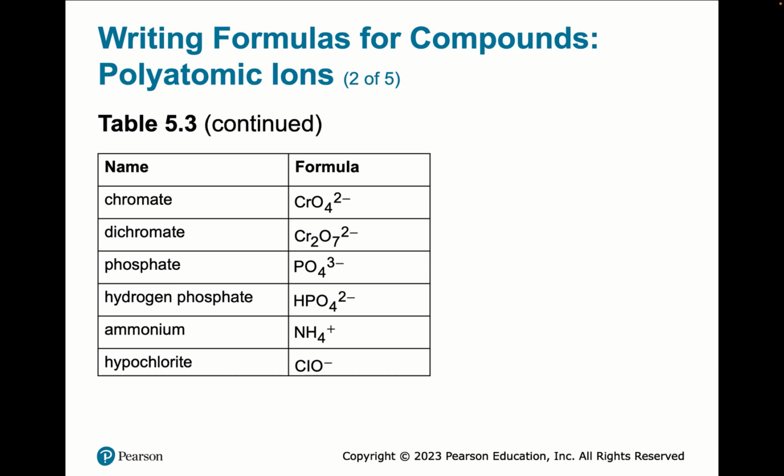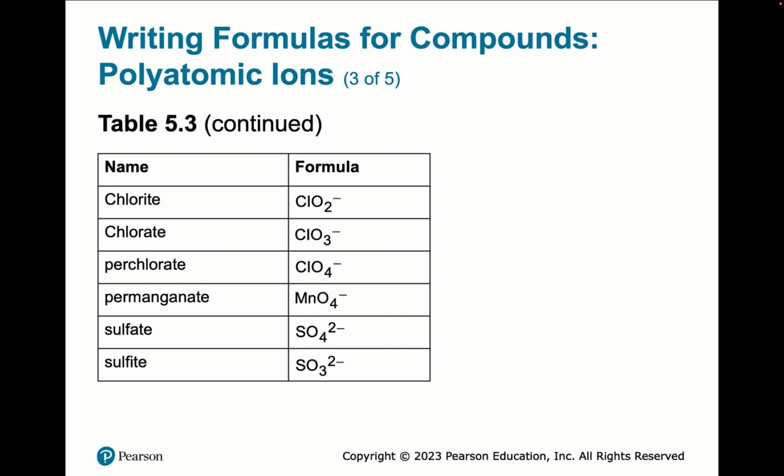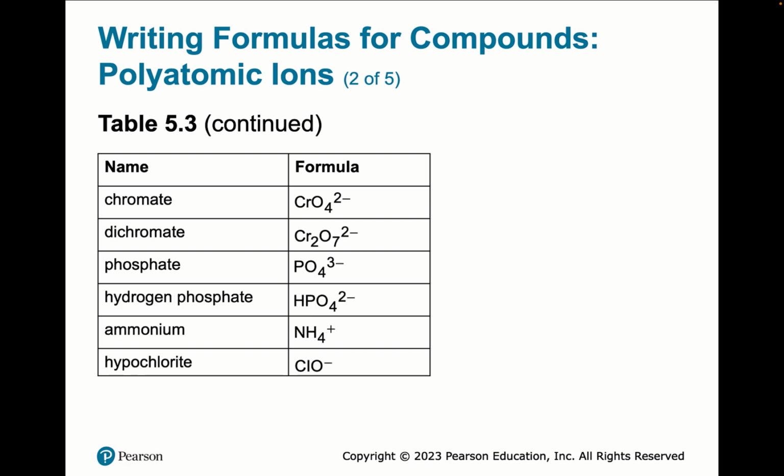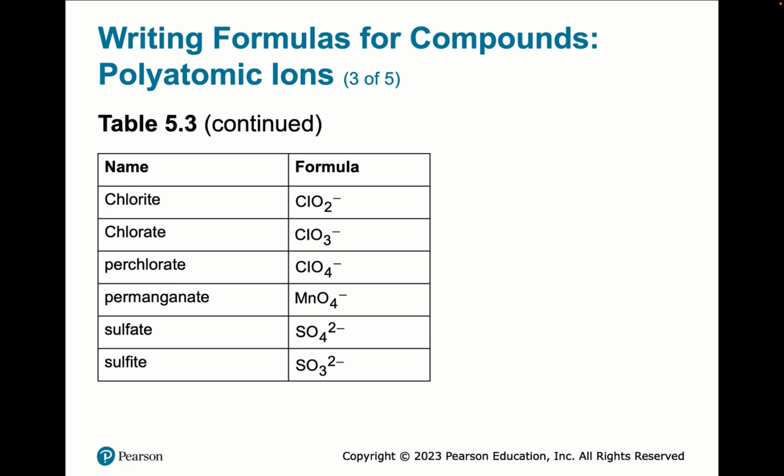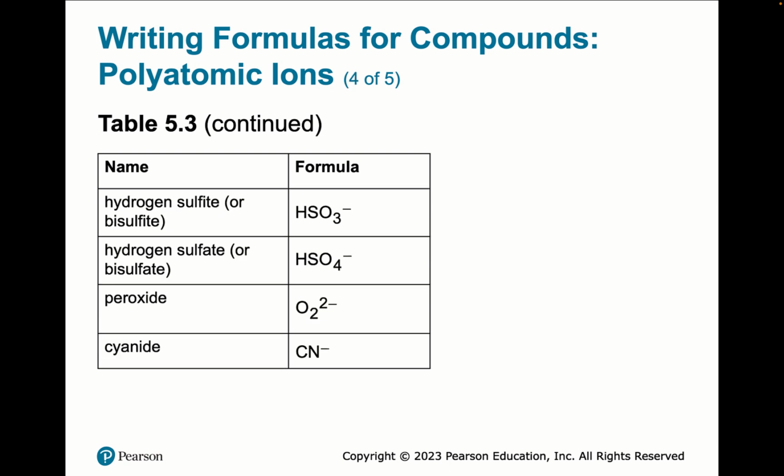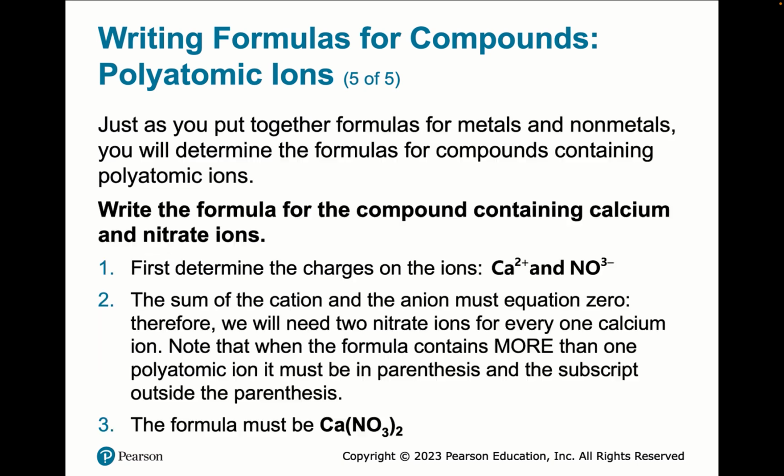Also, next one is chromate, dichromate, phosphate, hydrogen phosphate, also known as biphosphate, ammonium, hypochlorite, chlorite, chlorate, perchlorate, permanganate, sulfate, sulfite. Oh, we have a repeat of this. Did I miss one? Oh, wait, I went up. Sorry, folks. Hydrogen sulfate or bisulfate. I'm sorry, hydrogen sulfite, sorry. Hydrogen sulfite or bisulfite, hydrogen sulfate or bisulfate, peroxide, cyanide.